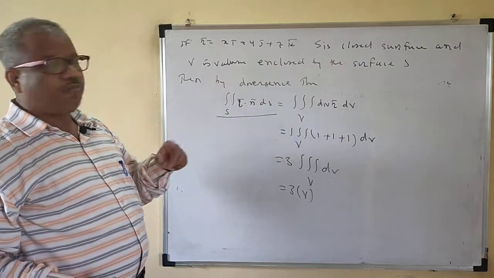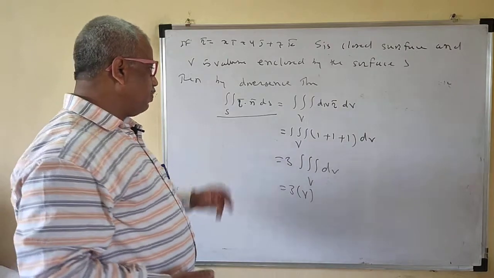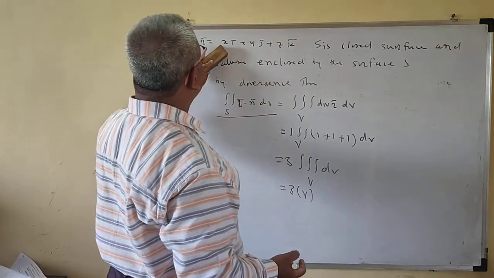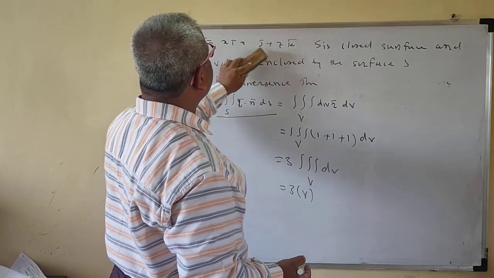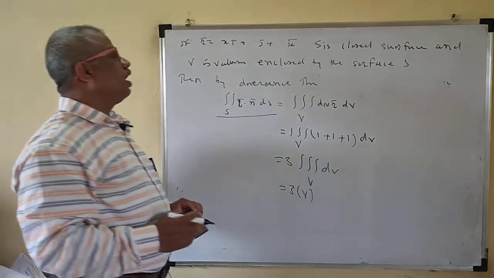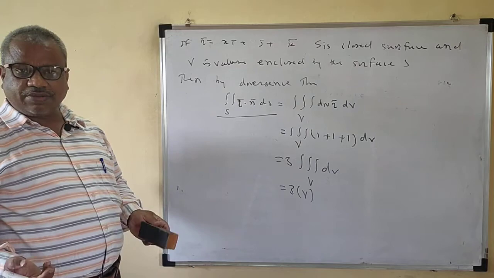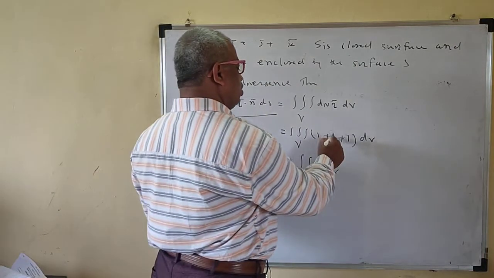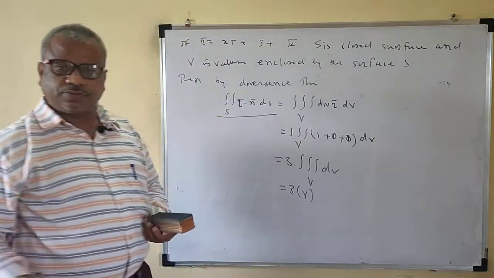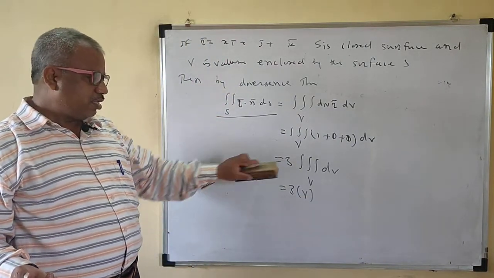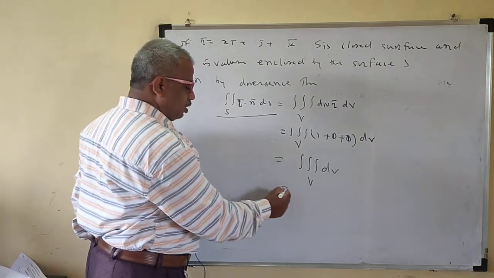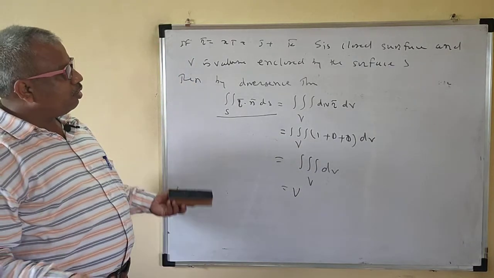So this is very simple actually. Suppose x i bar plus j bar plus k bar is given to you. Then the divergence you can calculate easily. The other terms are 0, 0, 0, and this is 1. So this will simply be V. The answer is V.